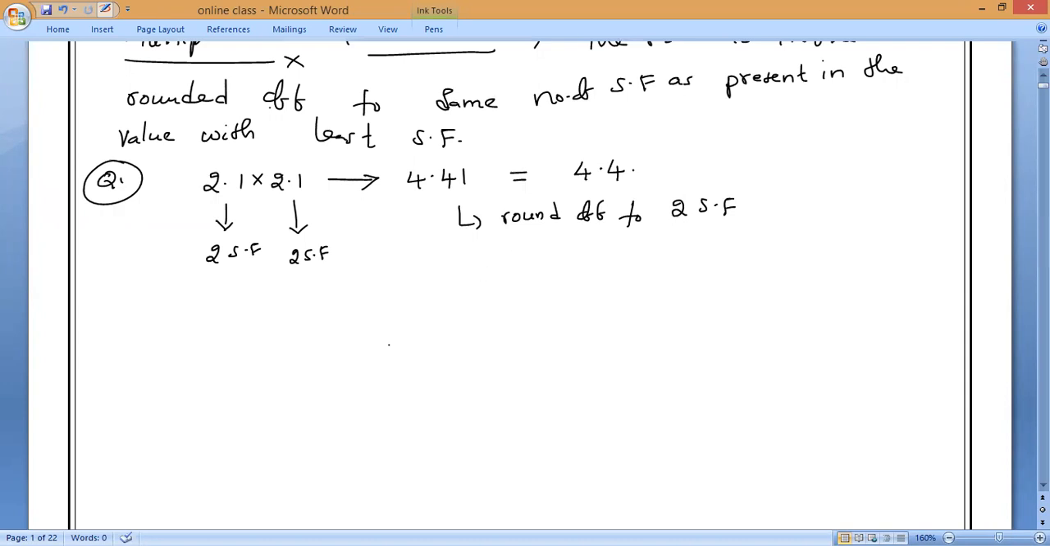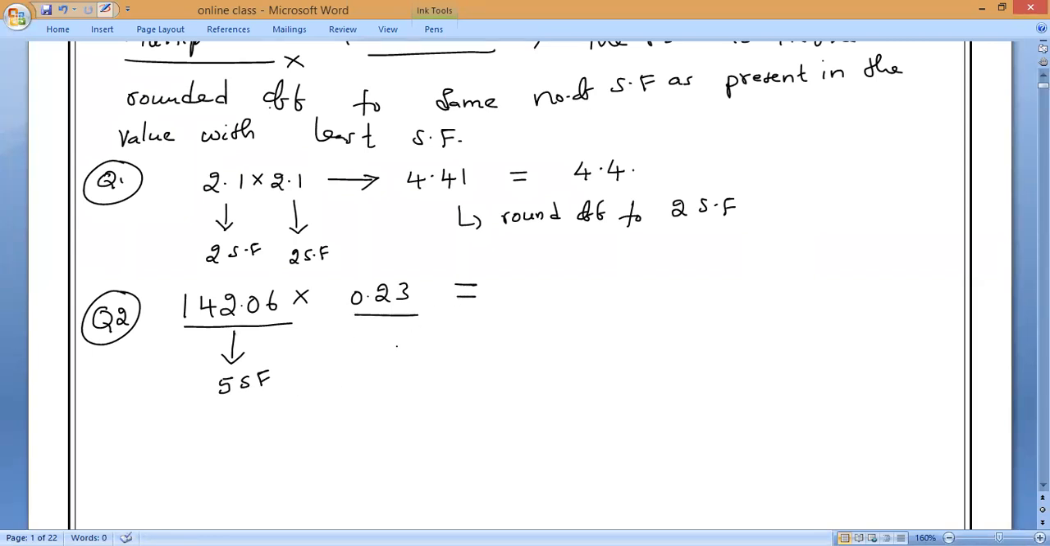Next, question number 2: 142.06 into 0.23. Now tell me how many significant figures here? In 142.06, 5. In 0.23, 2 significant figures, because the 0 is not valid here. Do you notice that, everybody? It is not trapped between two non-zero numbers. Like that, all the rules you have to remember. Now multiply it and tell me the answer. It will come as 32.6728. We have to round up to how many significant figures? Least means 2 significant figures.